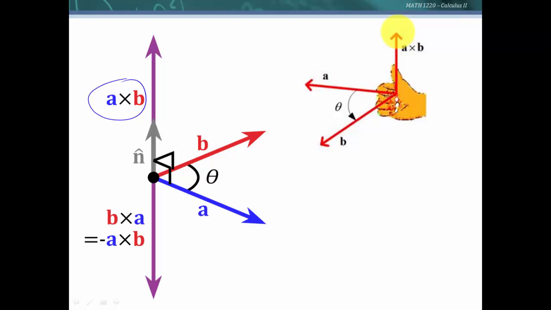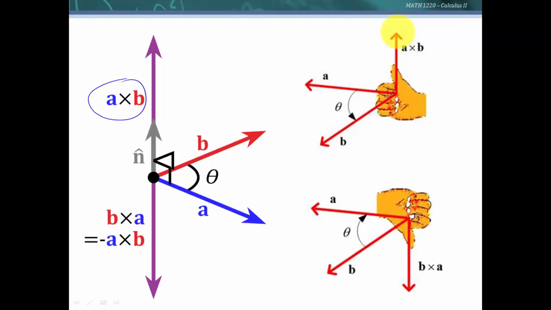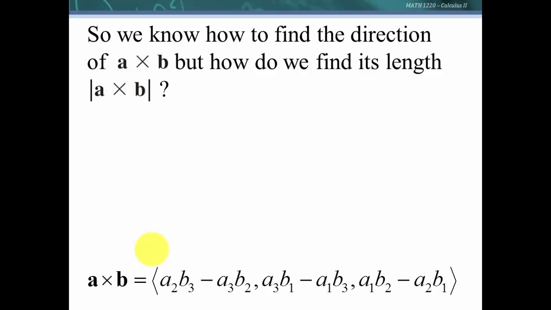Now if we did B cross A, we would have to sweep our fingers from B to A, and our thumb would be pointing down, and so B cross A would be going down, and we see that that is just the negative of A cross B. It's the same vector except in the opposite direction. So using this right hand rule, we'd be able to determine which way that orthogonal vector would point.